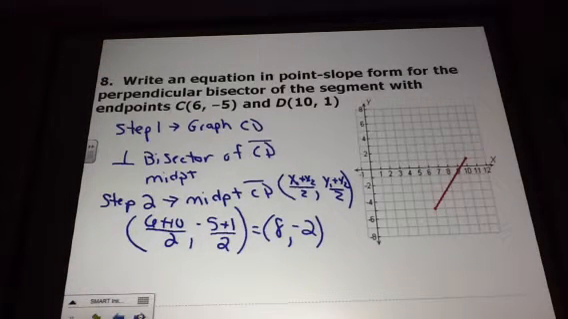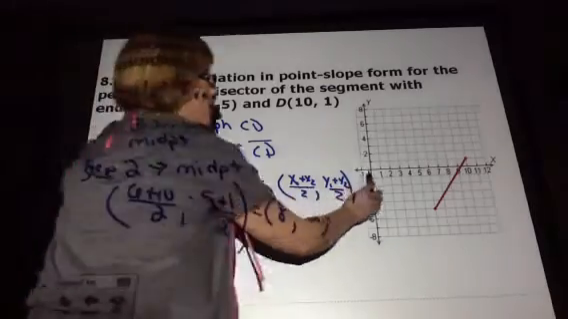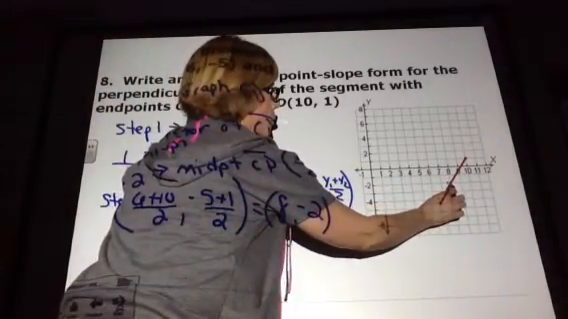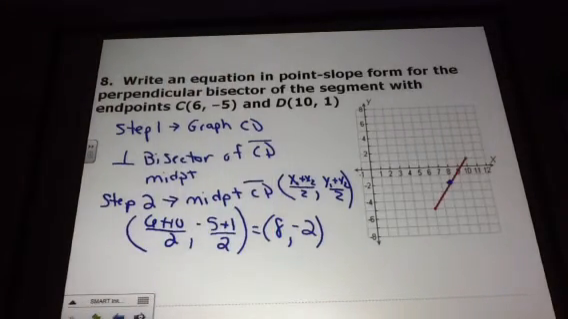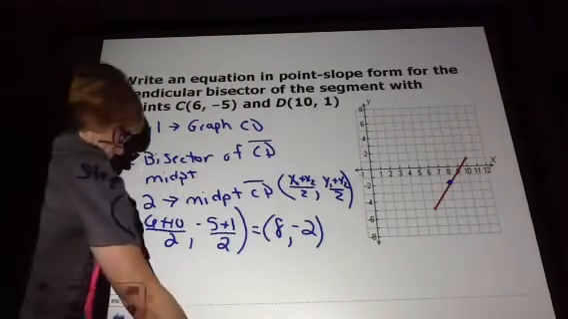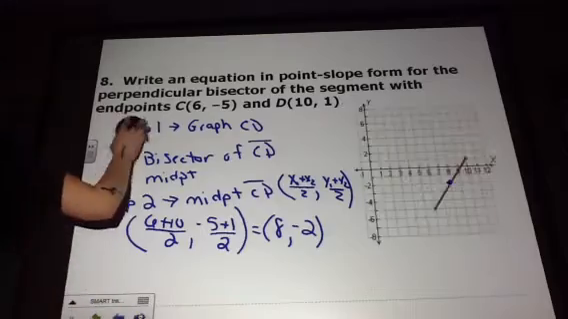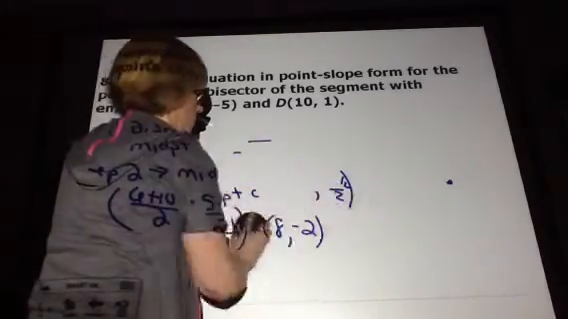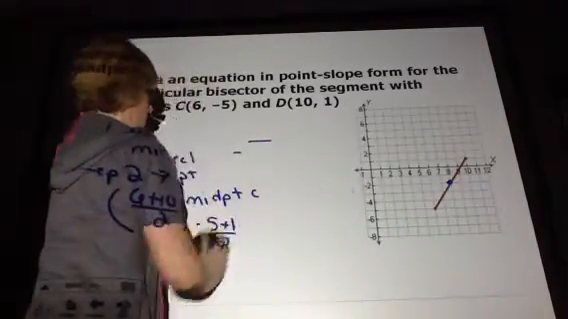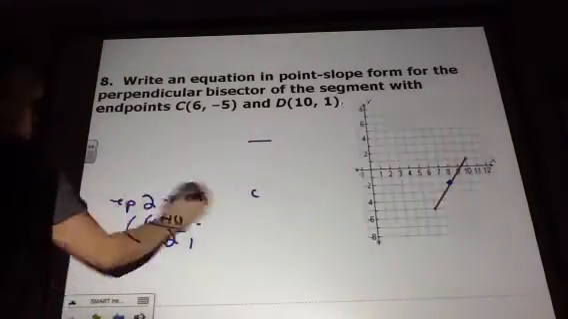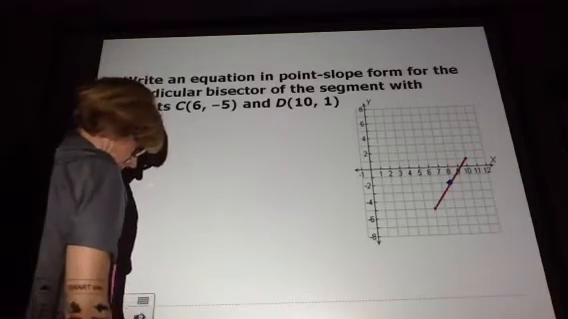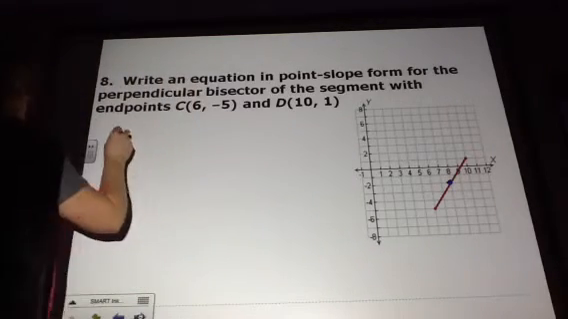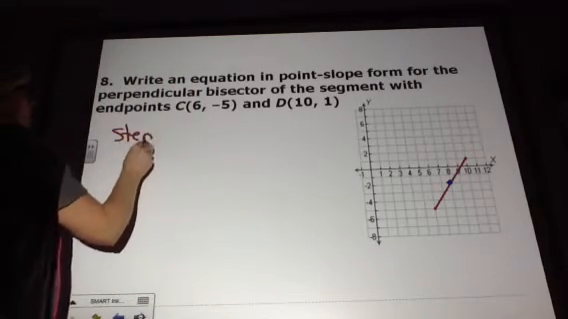Okay, so there's the midpoint. 8, -2. That is right there. It's where that line is going to intersect. Okay, step 1, step 2. Okay, step 3.